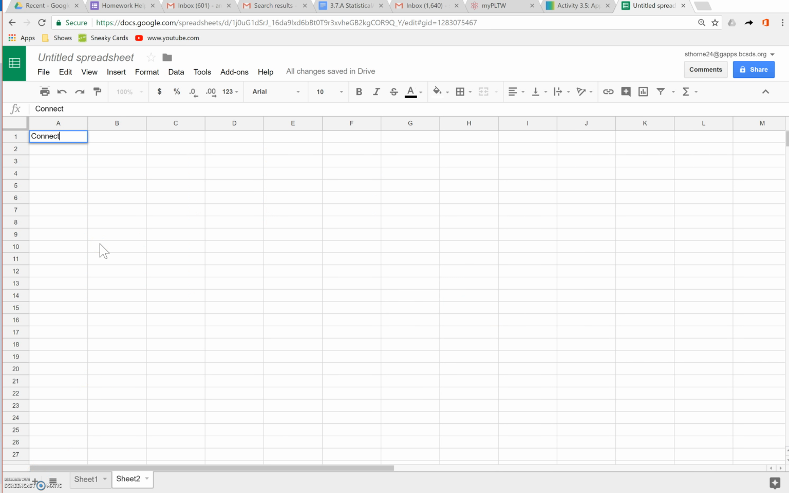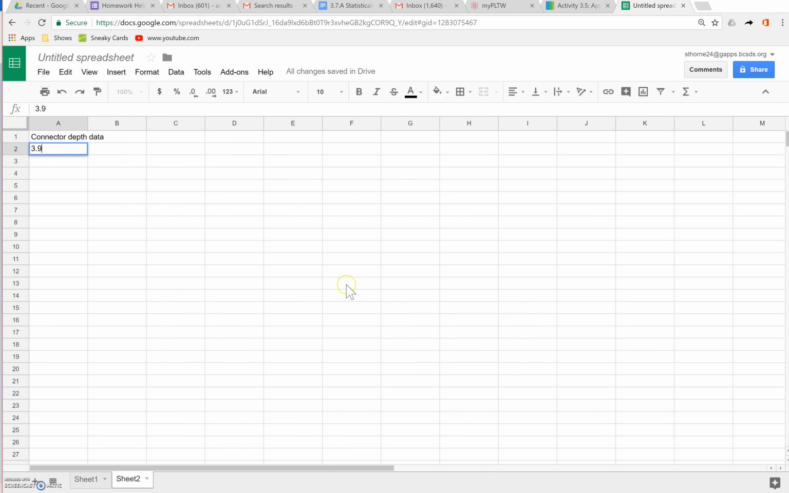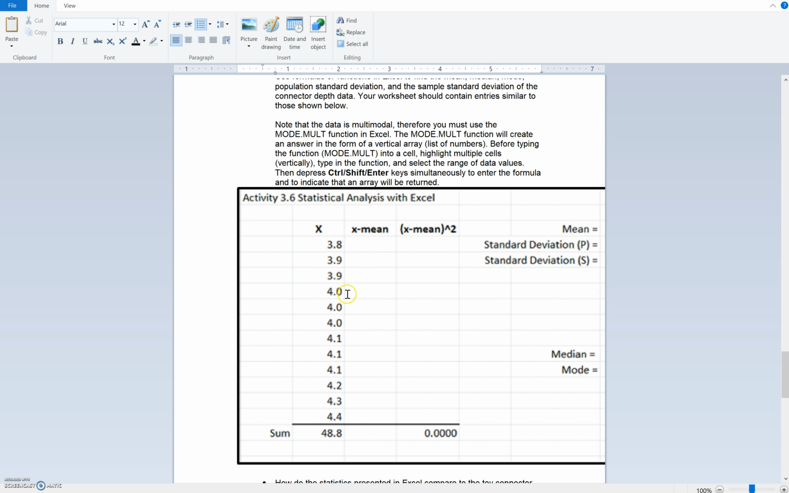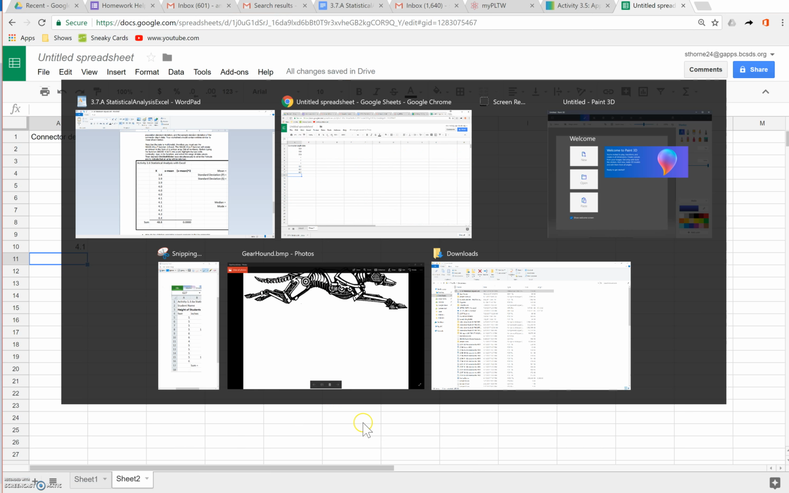So I'll put in connector depth data, and what did I say, 3.9, 3.8, 3.9. I got those a little out of order, but they're still the same numbers. 4.0, 3.4 zeros, 3.4 ones, 4.1, 4.2, 4.3, 4.4.